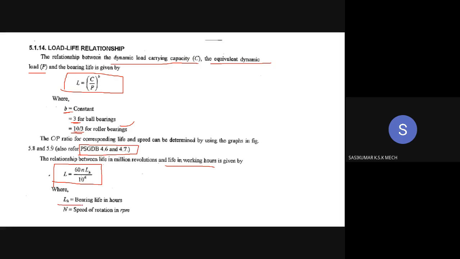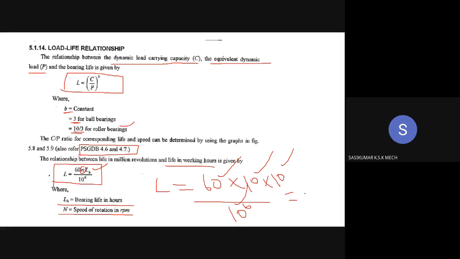So the bearing life in hours is LH and N is the speed in RPM. Here they have mentioned it as a small n. Okay. So for example, for say 10 RPM and 10 hours, you may find the life of the bearing in terms of million revolutions. Okay. In terms of million revolutions, you can find the life of the bearing.